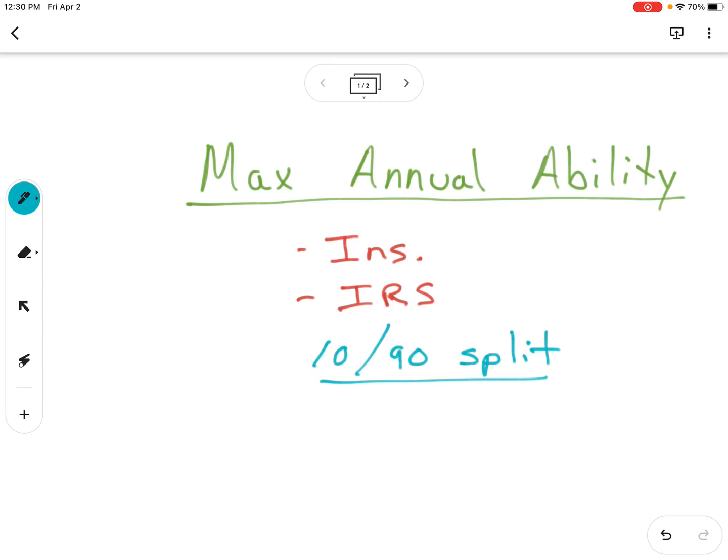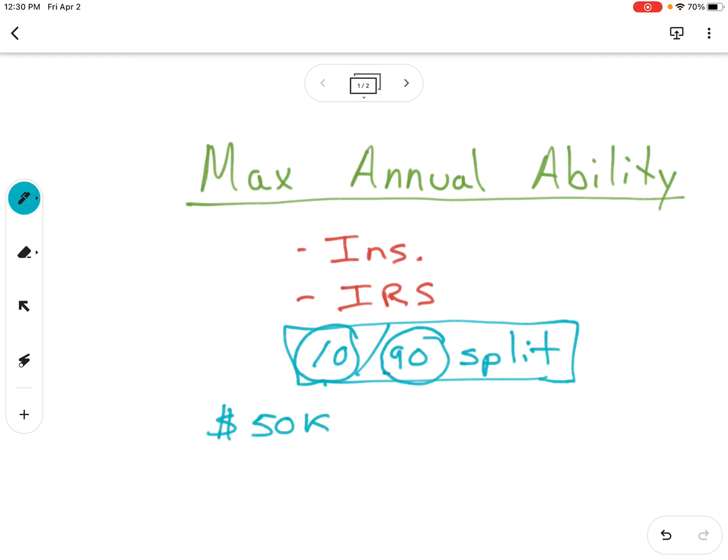So not to get super in the weeds here, but there's technically no limit to how much you can contribute to a policy in any given year as long as you have this 10-90 split set up right. So for example, if you say, I want the ability to put $50K in per year, well, that would mean that I would need the ability to have that as my max on my cash value side, which would mean that my minimum or my premium is going to be what? 5K. So if I wanted the ability to fund in 50, the cost or the piece that's going to go to the insurance company is going to be that 5K.